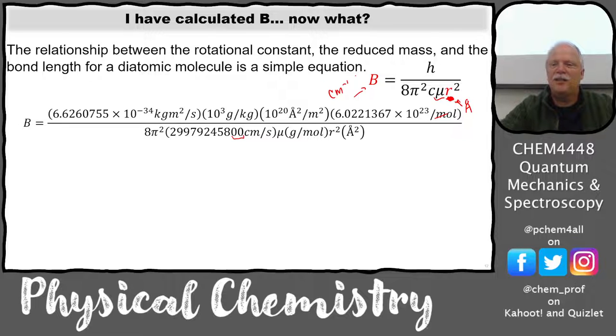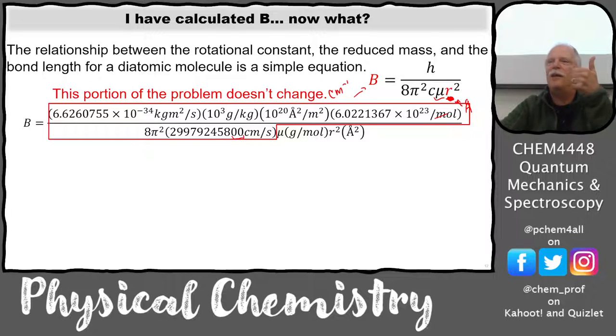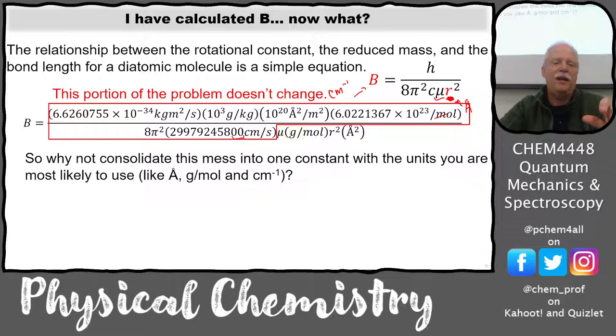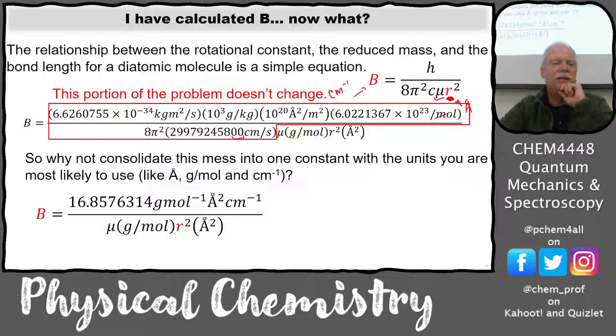But notice that all of these things are constants except for my reduced mass and my bond length. Right? If I give you a different molecule, you've changed the reduced mass, but you haven't changed the speed of light or Avogadro's number or Planck's constant or how many grams are in a kilogram. So make life easy on yourself and consolidate all of that garbage into one big constant, right? So that every time you do one of these calculations, you can just use 16.8576314 grams per mole angstrom squared wave numbers and the reduced mass in grams per mole and the bond length in angstroms.